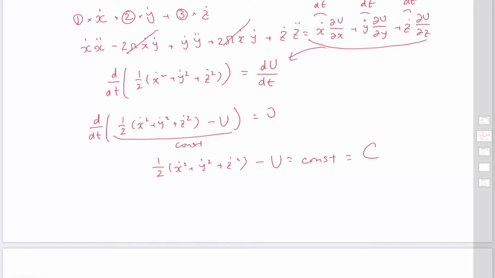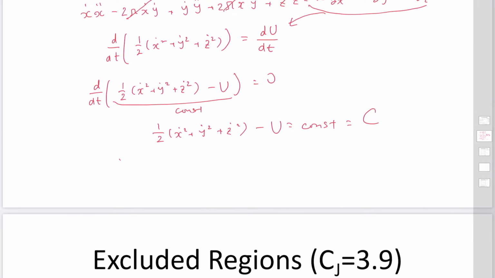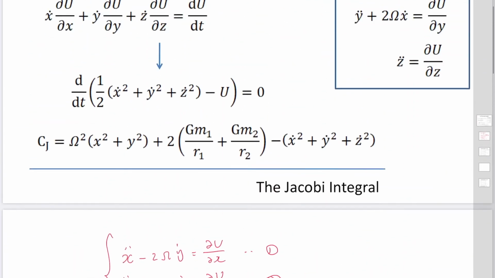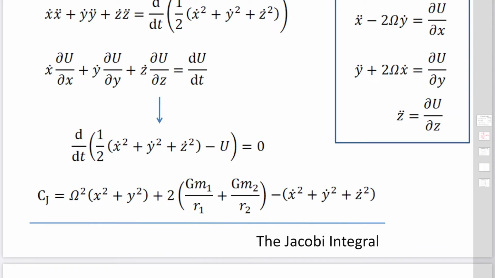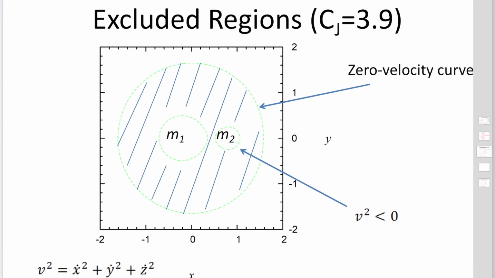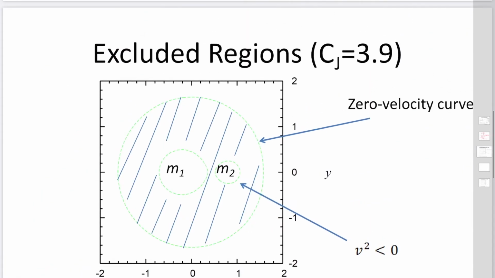Instead of this C, we consider 2U minus x dot squared plus y dot squared plus z dot squared. It becomes minus 2C, and we name this C sub J. This is the Jacobi integral, and going back to these equations, the Jacobi integral is expressed with these quantities. C sub J is the Jacobi integral. This is a conserved quantity.